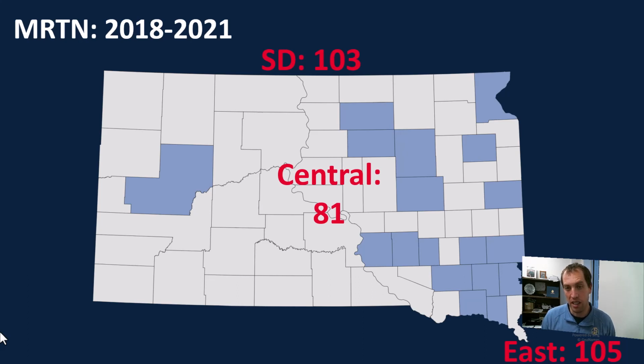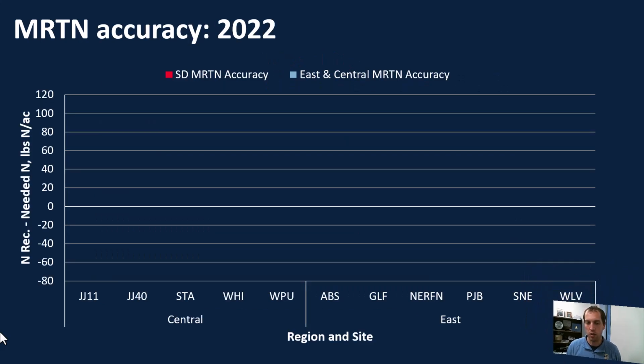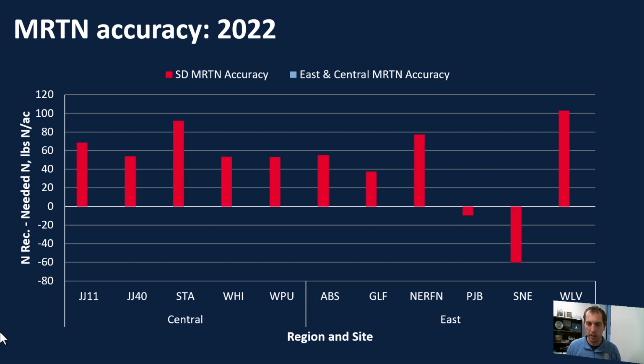So how accurate is that? We take 2018 to 2021 data and subtract it from the actual amount needed. We're going to look at this graph right here. Closer to zero is better. Positive numbers are overestimations of nitrogen. Negative numbers are underestimations. So if we just use that South Dakota recommendation, we see an overestimation of around 40 to 60 pounds per acre.